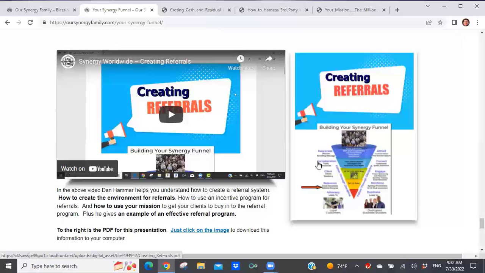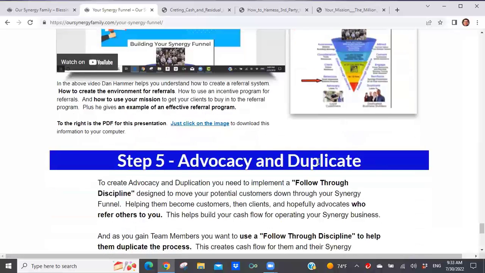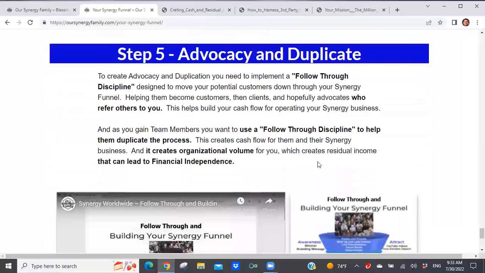And again, they become walking third-party testimonials to what you're doing to help them. Other people want it, and they don't care. They've already seen it. They just want to know how to implement it. Referrals always go through your funnel faster than people who are not referred. Again, it's a technique. And then advocacy and duplicate.